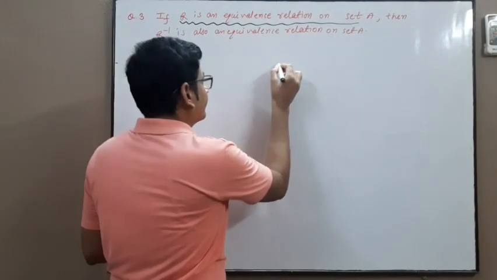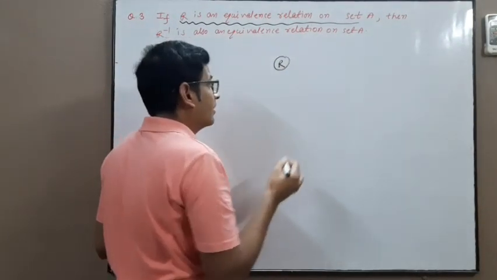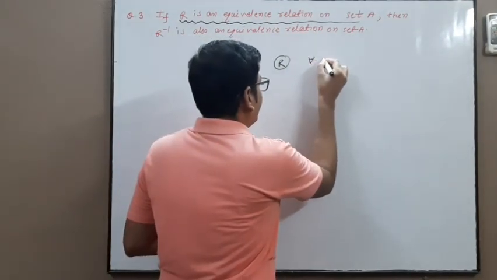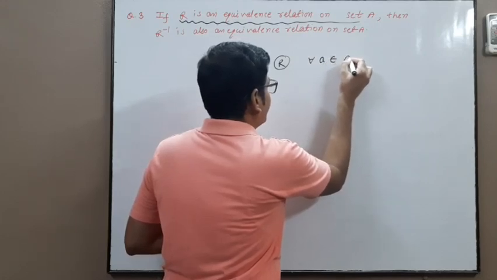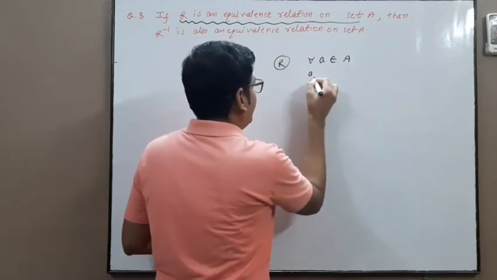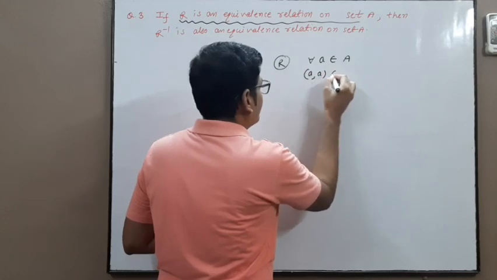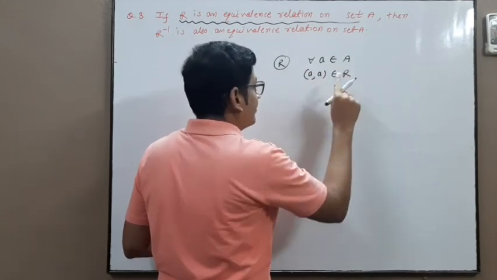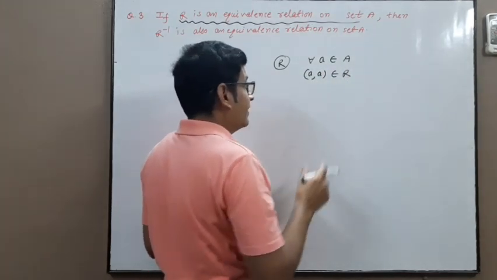For reflexive, for every a belonging to set A, (a, a) belongs to relation R, because it is given that R is reflexive.